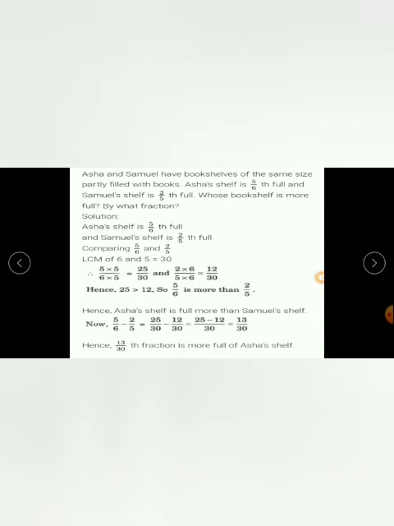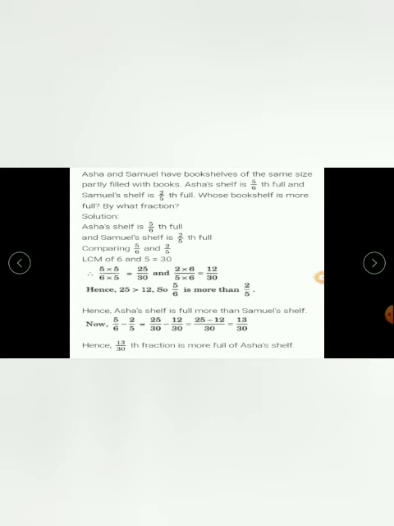Asha and Samuel have bookshelves of the same size, partly filled with books. Asha's shelf is 5 by 6 full and Samuel's shelf is 2 by 5 full. Whose bookshelf is more full, and by what fraction? That means Asha and Samuel have bookshelves and the portion filled by books is also given. So Asha's 5 by 6 portion is filled and Samuel's 2 by 5 portion is filled.